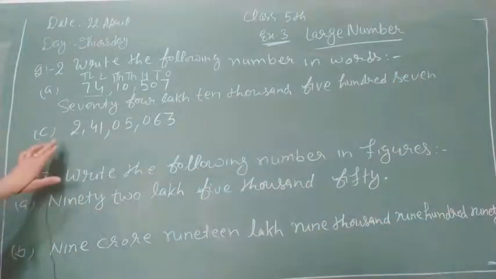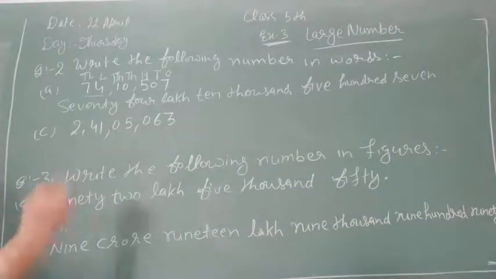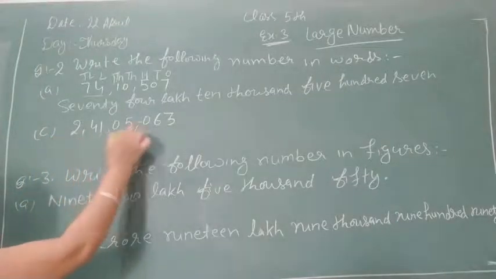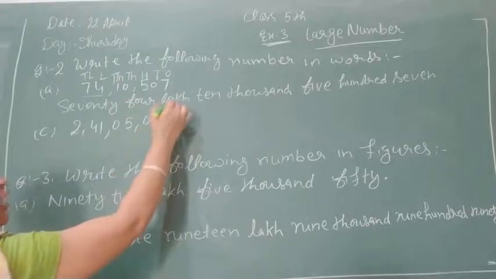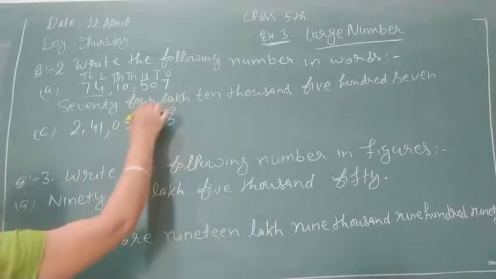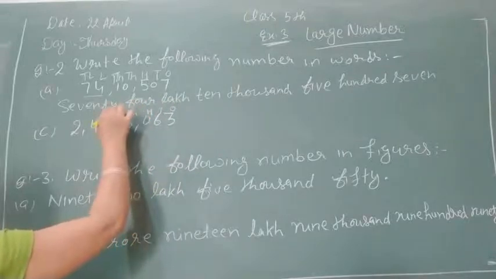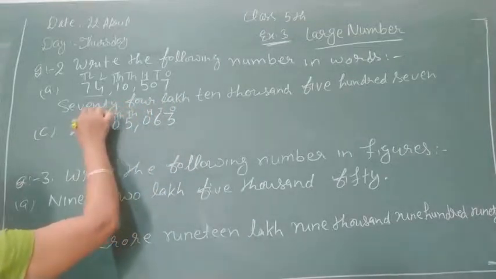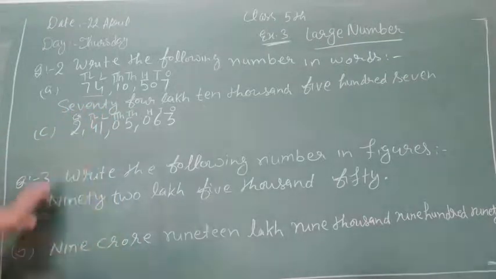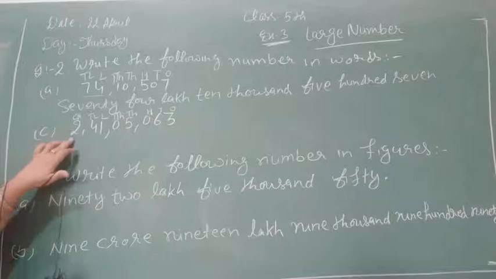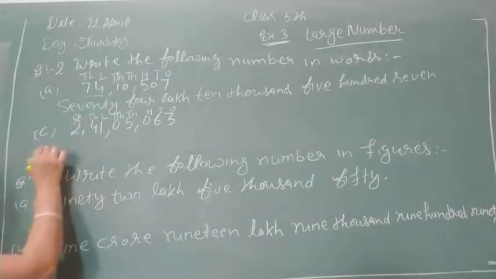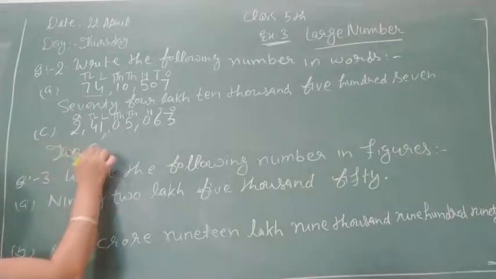Now our next part is 2 crore 41 lakh 5,063. Now again we write the places here: ones, tens, hundred, thousand, 10,000, lakh, 10 lakh and crore. Now we see that in the crore period we have a single digit number, and that is 2. So we write 2 crore.